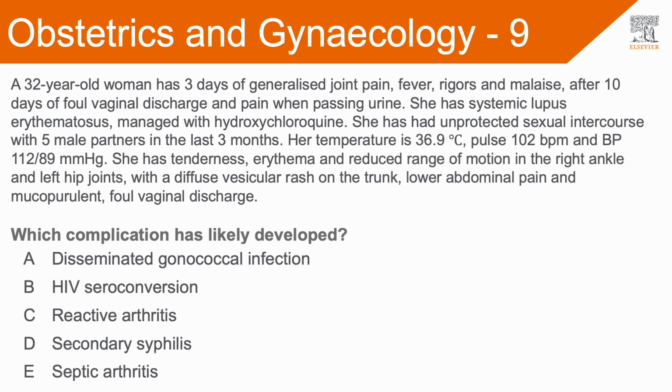She has tenderness, erythema, and reduced range of motion in the right ankle and left hip joints, with a diffuse vesicular rash on the trunk, lower abdominal pain, and mucopurulent foul vaginal discharge. Which complication has likely developed? Is it A, disseminated gonococcal infection, B, HIV seroconversion, C, reactive arthritis, D, secondary syphilis, or E, septic arthritis? I'll just give you about 30 seconds to think about the correct answer.